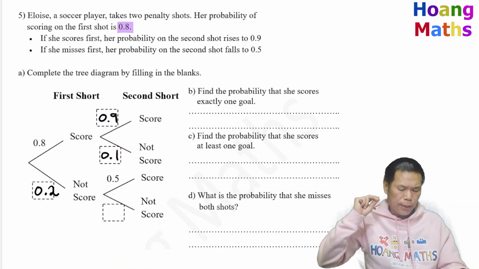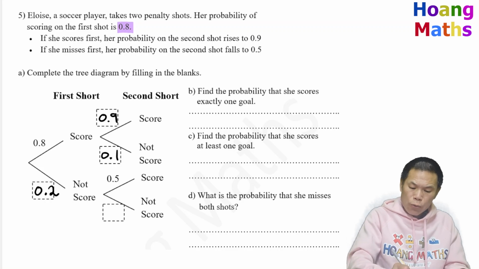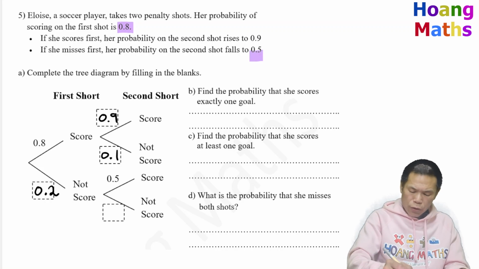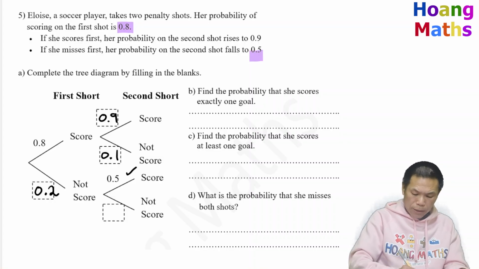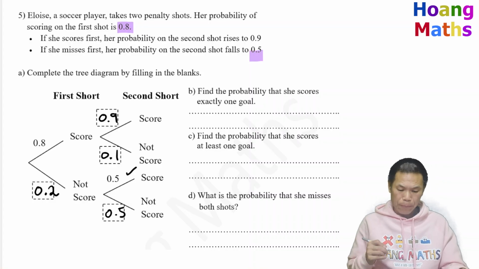If she misses first shot, her probability on the second will be 0.5. So that means this 0.5 is done for you. So not score will be 0.5 here as well, because they must add up to give me 1.